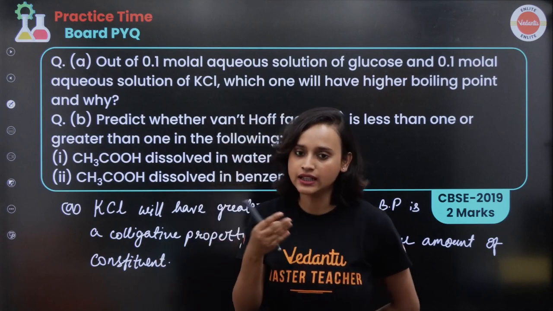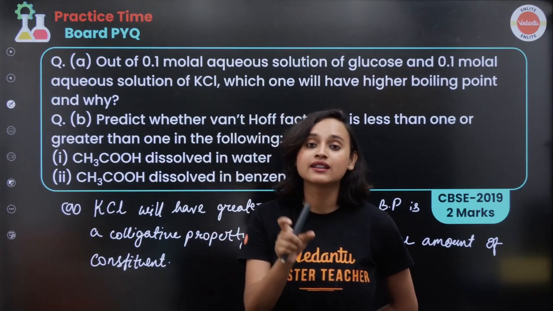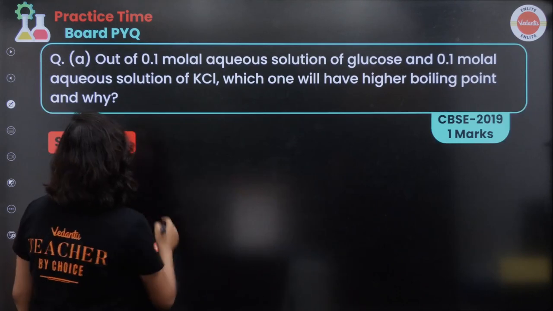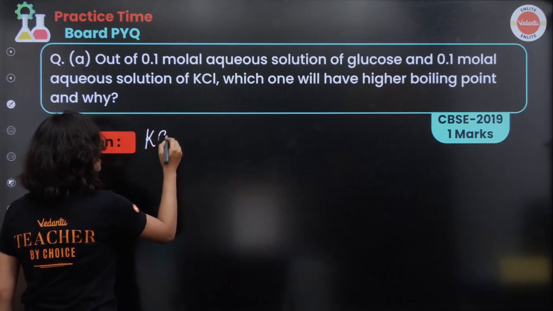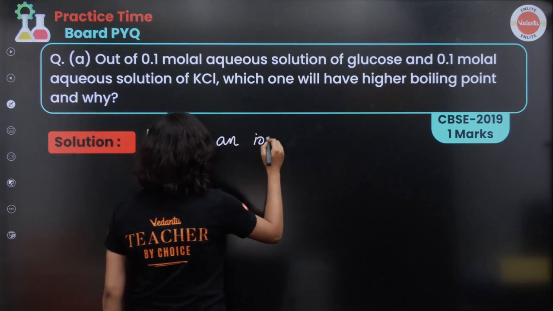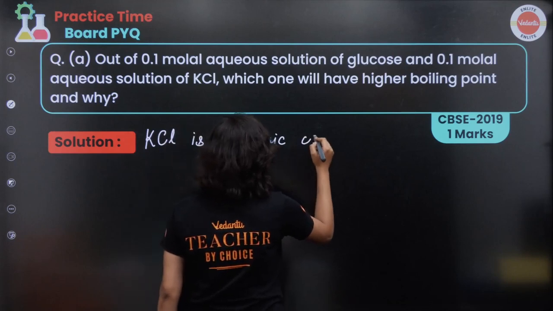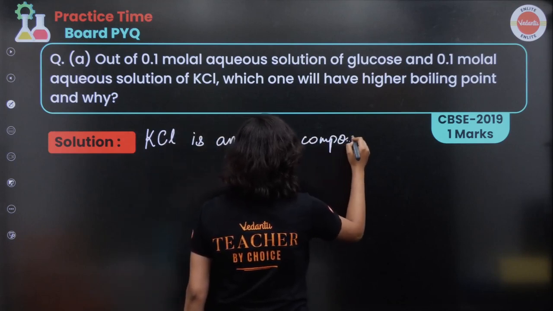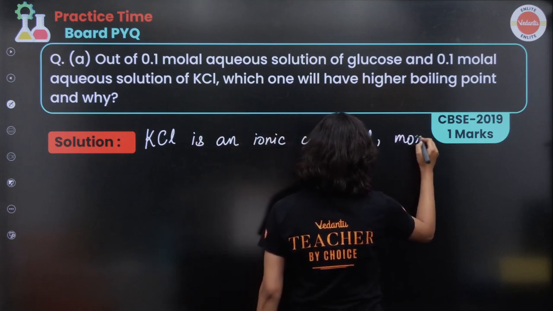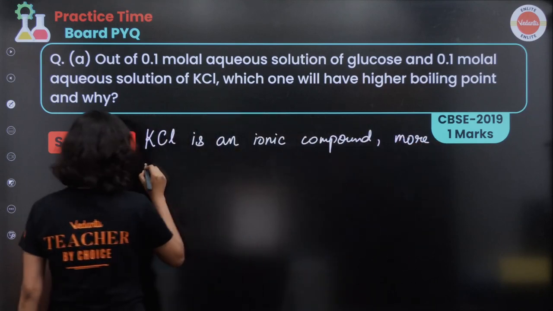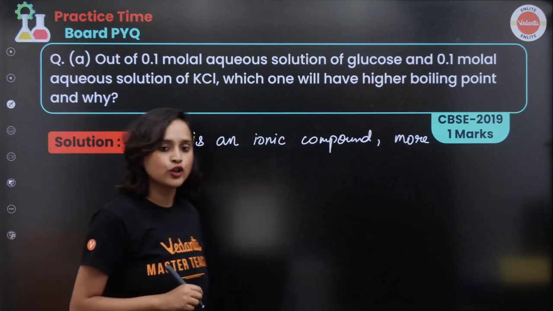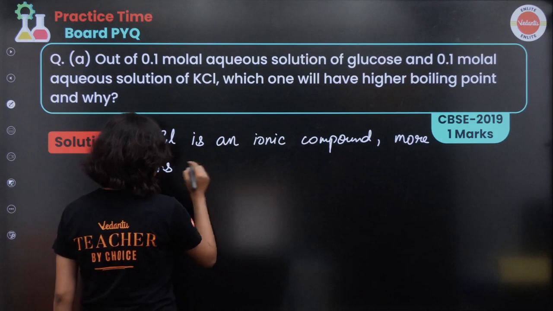All right. Apart from that, one more explanation that we have to do is since more ions will be produced by KCl than glucose, as KCl is an ionic compound. Let's write it here. KCl is an ionic compound. More ions will be produced by KCl than glucose.